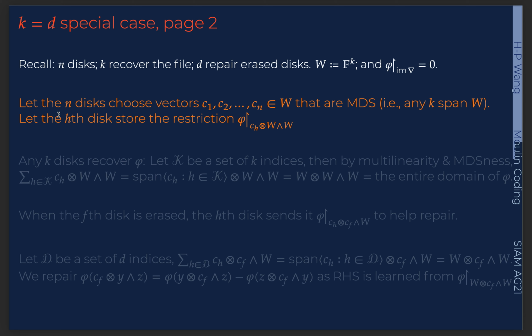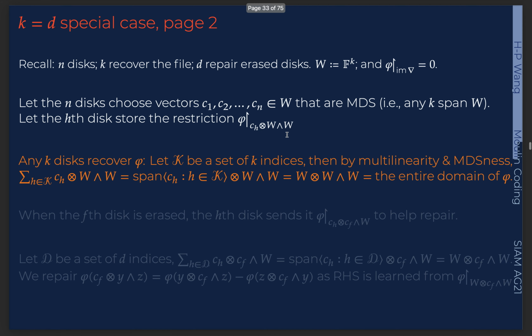Next, we let the n disks choose vectors C1, C2, ..., Cn such that they are MDS, meaning any k of them span W. We then let the H disk store the restriction of phi to CH tensor W wedge W. Now we can verify why any k disks recover phi.